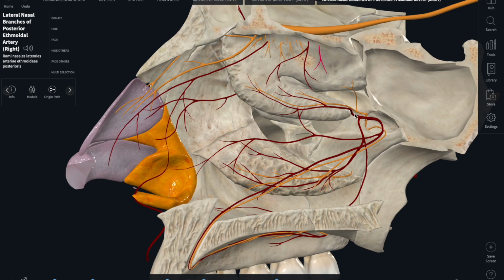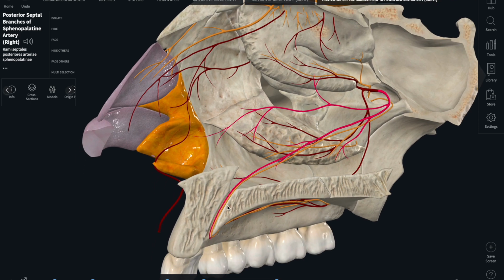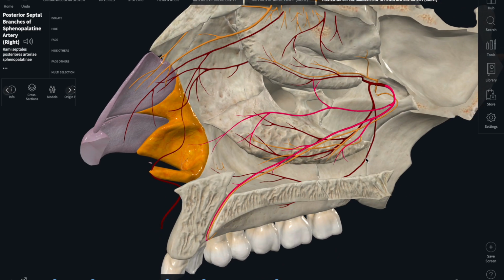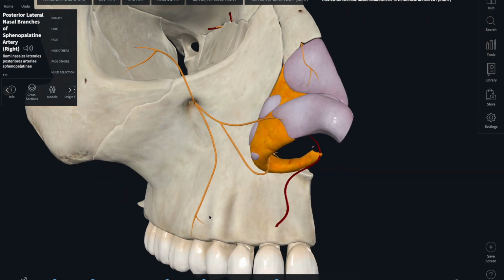We also have the sphenopalatine artery, which is the termination of the maxillary artery. Sphenopalatine artery, or otherwise known as the nasopalatine artery, that runs along with the nasopalatine nerve and also runs into the incisive canal. So that's either the sphenopalatine artery or the nasopalatine artery. And finally, we have some branches from the facial artery, which comes up here.